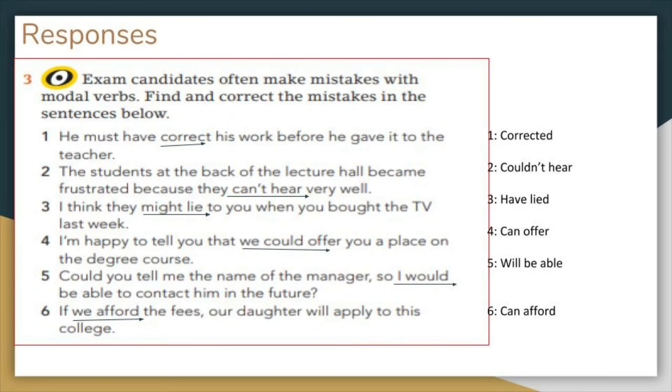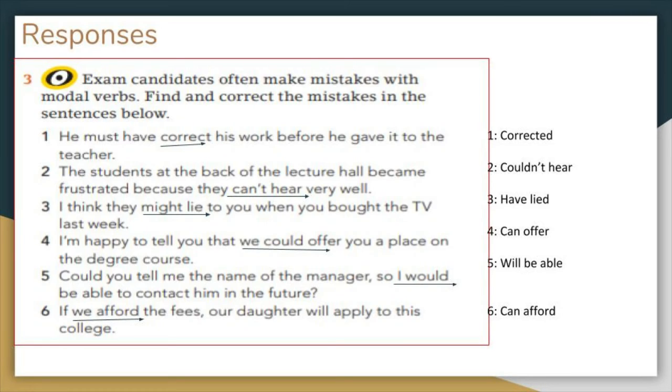Okay, so now in the first one, as we have used have, we have to use the participle form of correct, that is corrected. And in the second one, we have to use couldn't here because we're talking about the past. In the third one, we have to use have liked because it is a sentence that we are sure about. And the fourth one as well, we have to use can instead of could because it is a definite offer. We are sure that we are offering, in this case, a place on the degree.